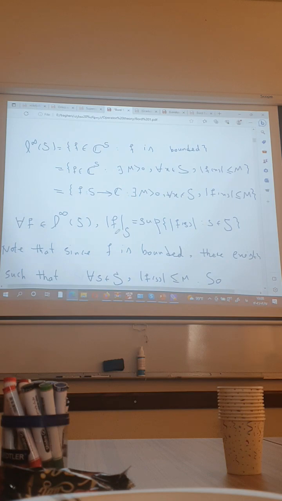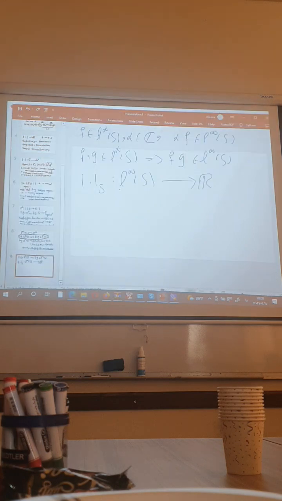And we define the norm of f equal to this supremum, for any f in L infinity. The norm of f equals the supremum of absolute value of f of x such that x belongs to S. This is the definition of the norm function. Okay.